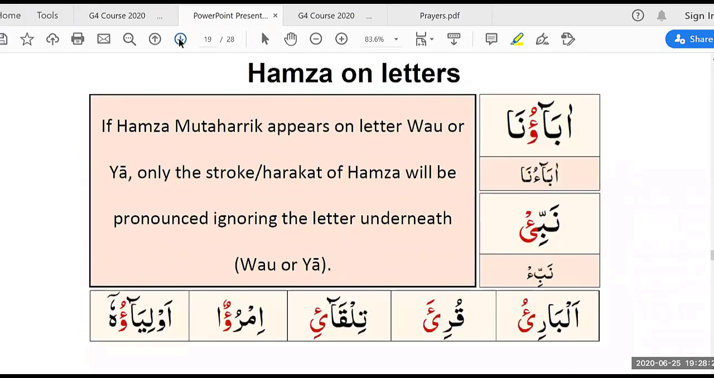Okay. Then we did Hamza on top of letters. The rule for that is if Hamza mutaharrik appears on letter Vaw, so we can see it in this example, or the letter Ya, which we can see in this example, only the stroke which is harkat of Hamza will be pronounced, ignoring the letter underneath.